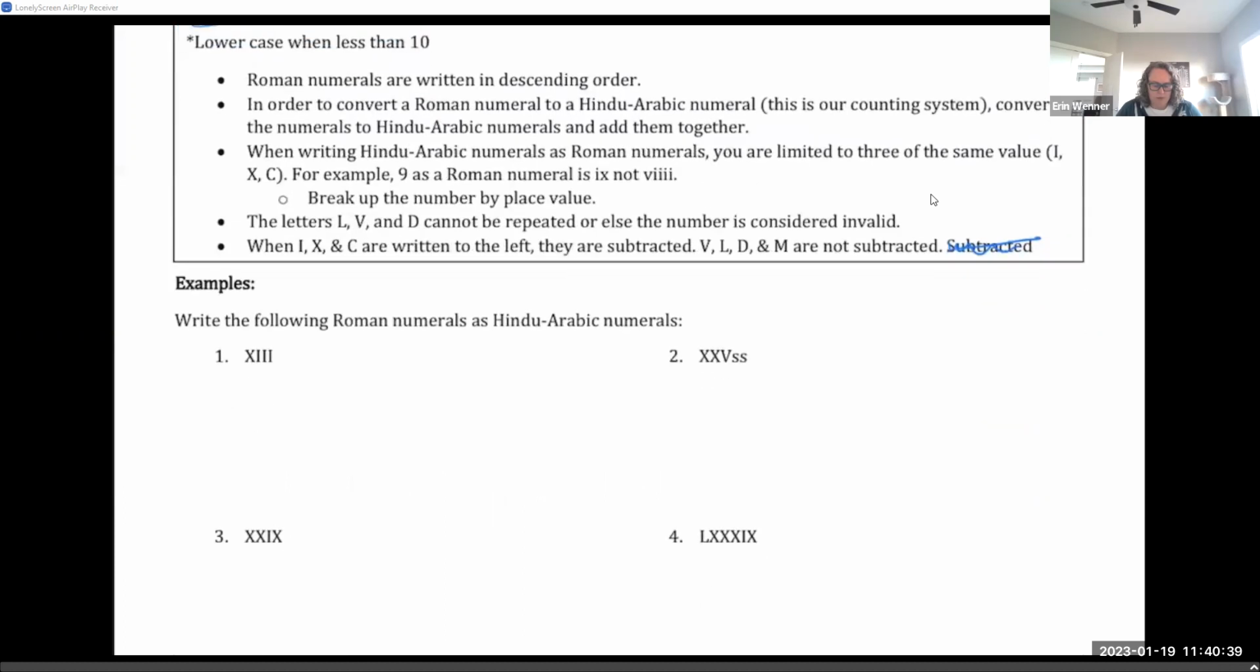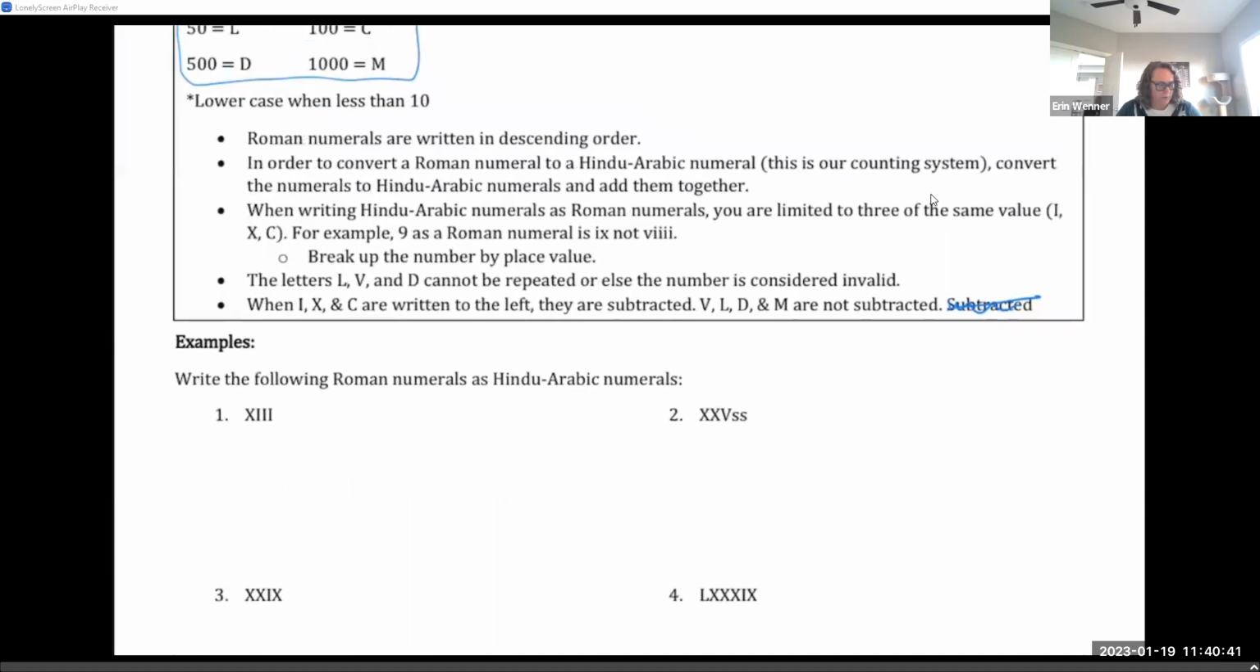So before I get into this, I think it'd be helpful. Did I write that? I have that in.